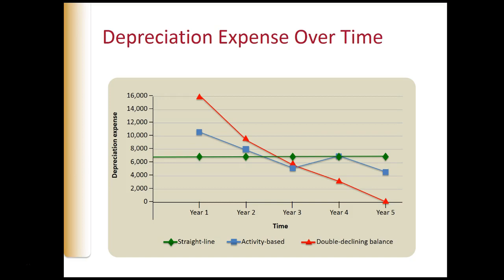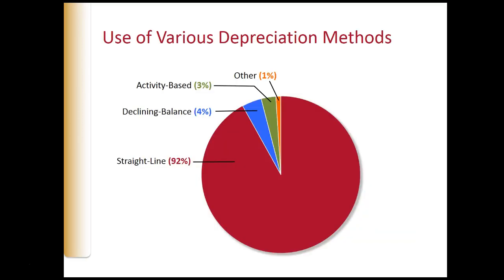This slide provides a graph that shows depreciation expense over time for each of these three methods. Companies are free to choose the depreciation method they believe best reflects the pattern of an asset's use and the revenues it creates. This slide shows the results of a recent survey of depreciation methods used by large public companies.